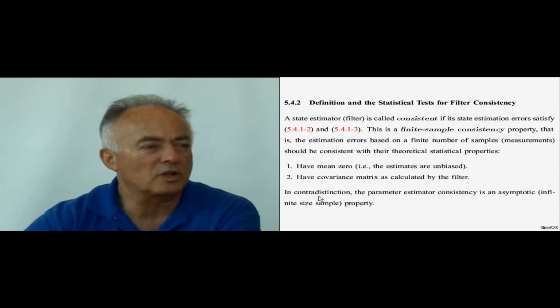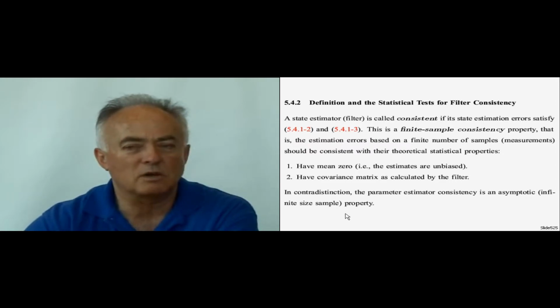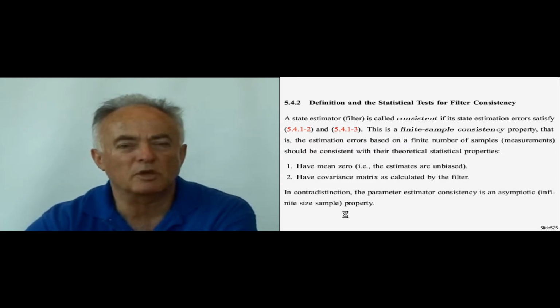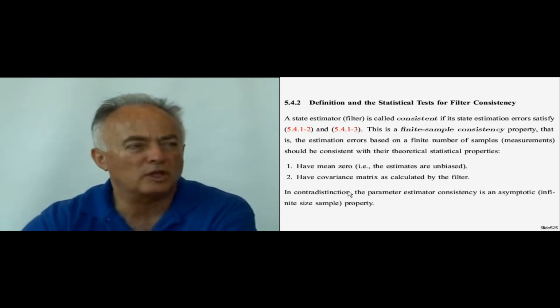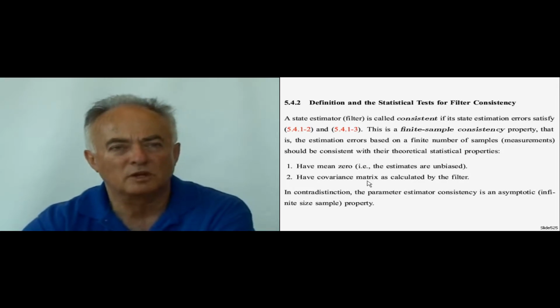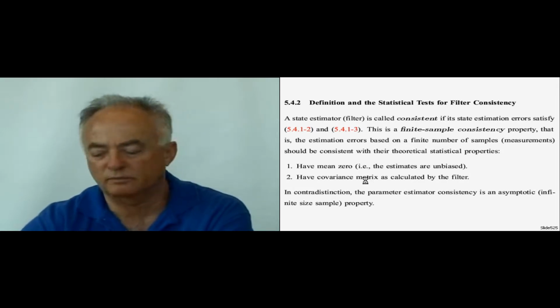In contradistinction, the parameter estimation consistency is an asymptotic, an infinite size sample property. Here we will always be concerned with a finite number of samples, to have these two properties found acceptable for statistical test.